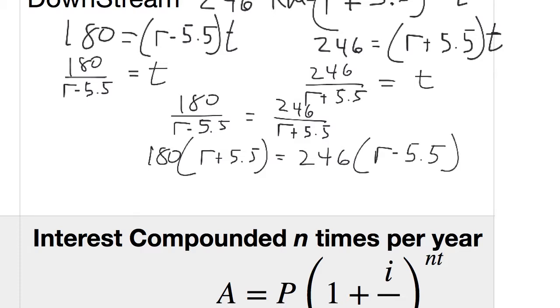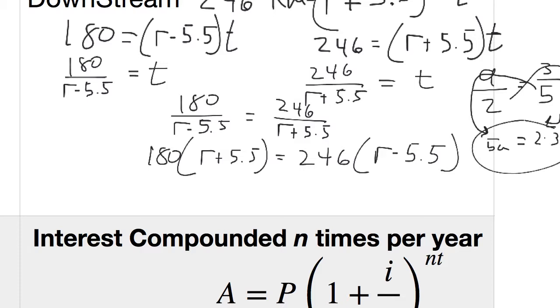Again, cross multiplying looks like this. When you cross multiply, you multiply a times 5 to get 5a, and 2 times 3 to get 6. On the other side, 2 times 3 is 6. So that's cross multiplying. We're doing the same thing here, multiplying r plus 5.5 times 180 and r minus 5.5 times 246 right here.